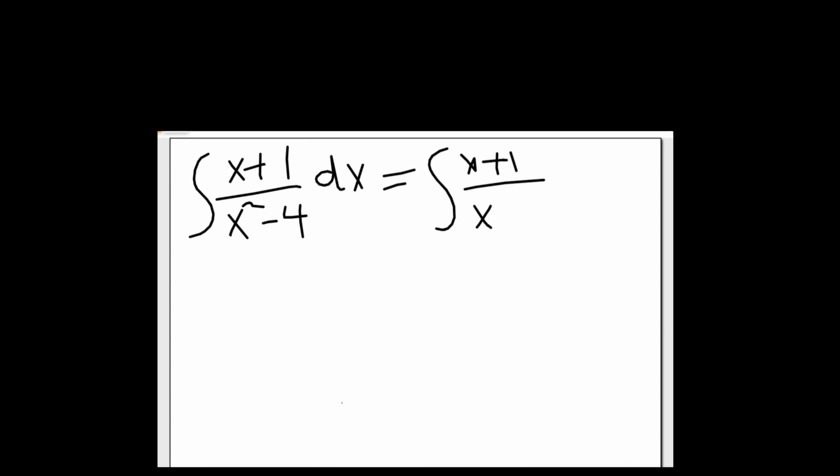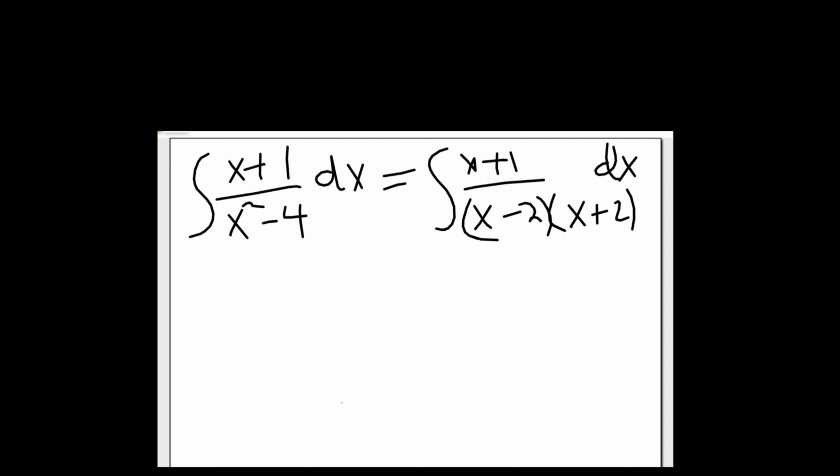Find the integral of x plus 1 over x squared minus 4 dx. So we notice that x squared minus 4 can be factored into two factors, x minus 2 and x plus 2. So we can set this equal to the integral of x plus 1 over x minus 2 times x plus 2 dx. So now this is where we're going to use partial fractions to find the integral of this rational function.